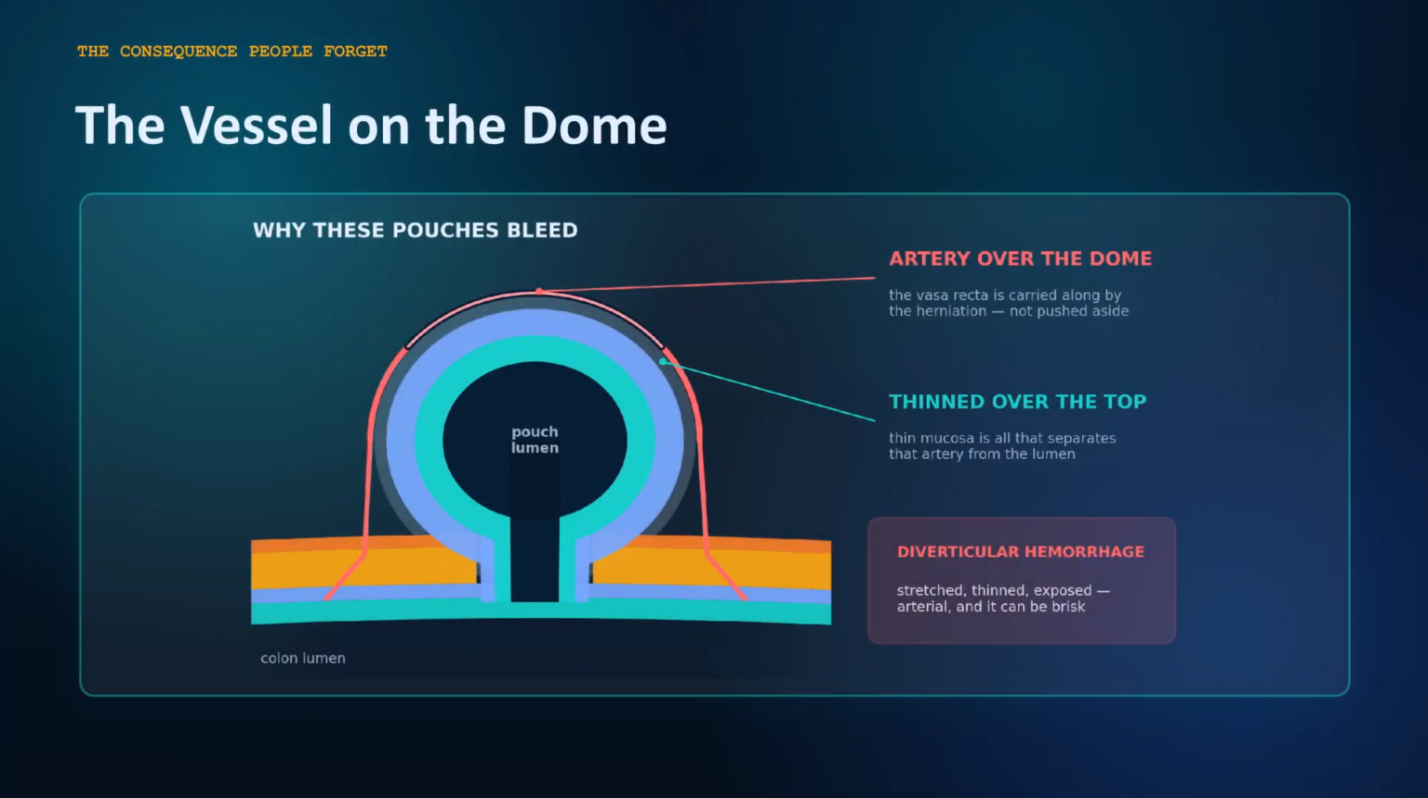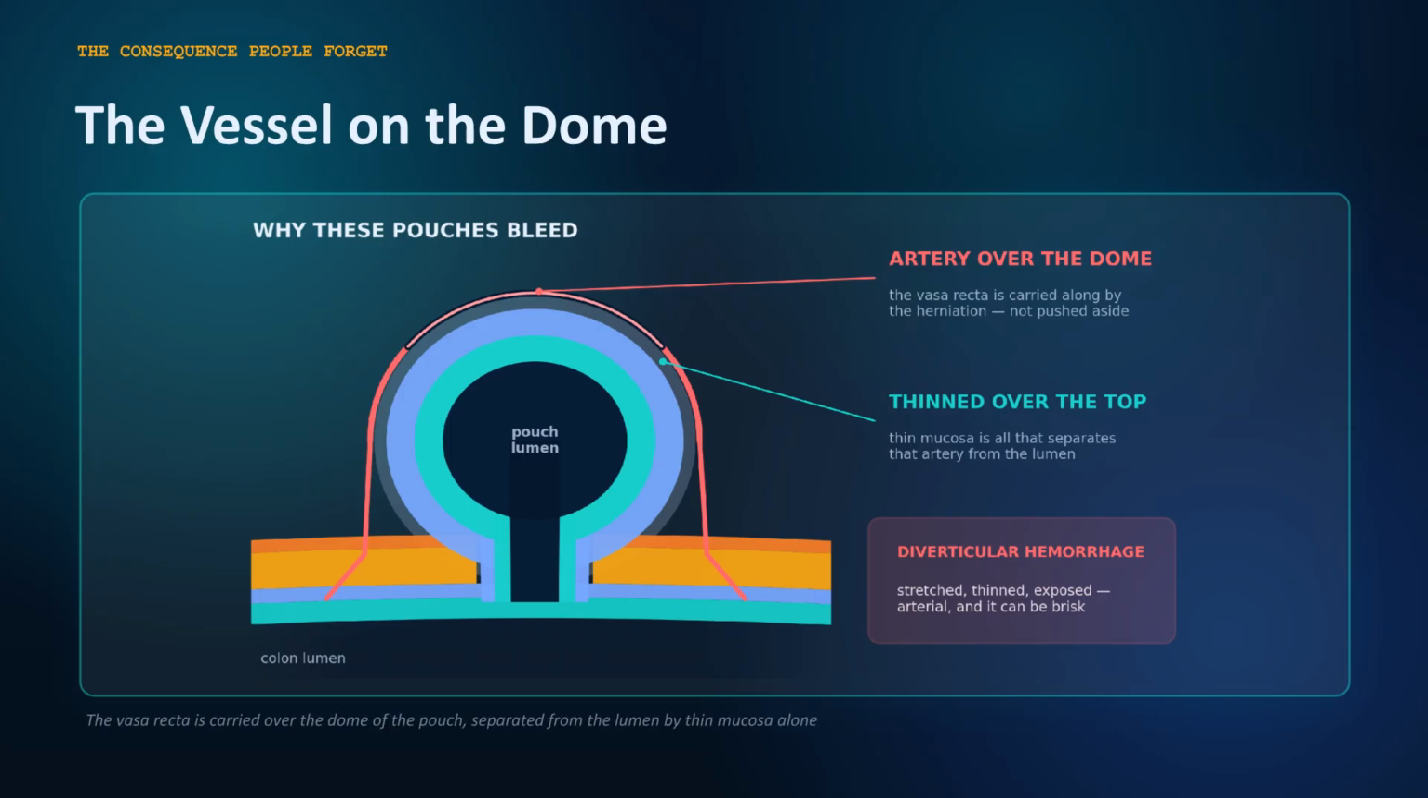Here is the consequence people forget. The diverticulum forms at the exact spot the artery uses, so the vessel does not get pushed aside. It gets carried along. Look at this dome. The vasa recta drapes right over the top of the pouch, separated from the lumen of the colon by nothing but thin mucosa.